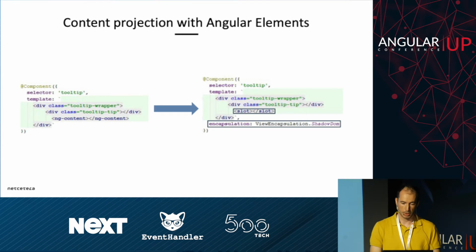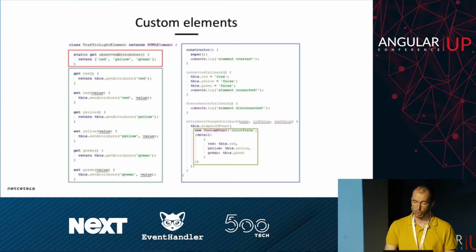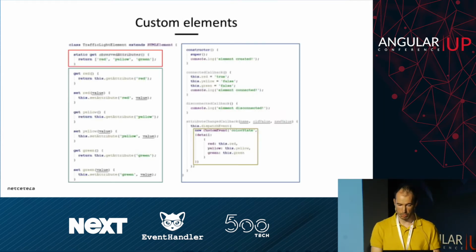And now the most important part: custom elements. What do we need to do in order for the browser to recognize an element as custom? First, we need to define a class. In our example here, it's a traffic light element with three lights. It's important that this class extends HTMLElement. Then we define the observed attributes. In our case, these are the attributes for which we want to listen to changes, and in most cases this is all that are available.